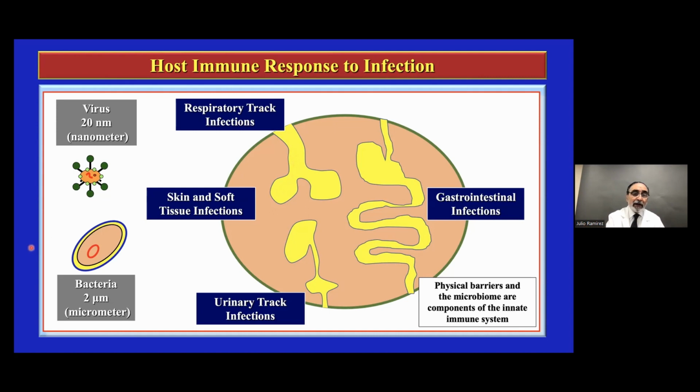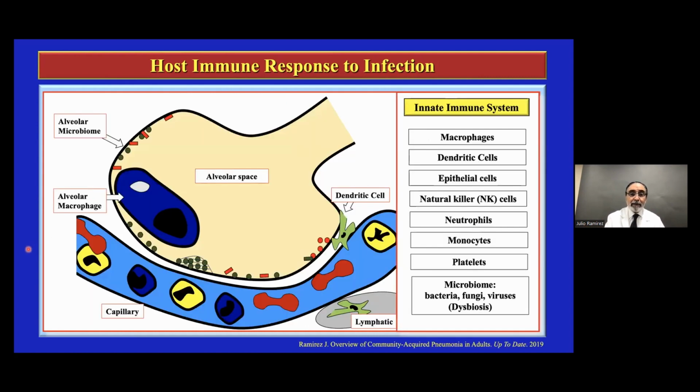Then if this bacteria is going to go through the lung, this is the GI tract, this is the normal flora, and the nasopharynx, this is the alveolar normal flora. These are cells, and these are the macrophages, the cells that are circulating.